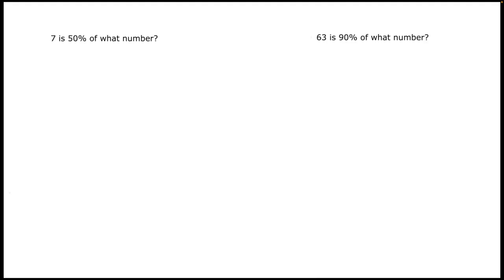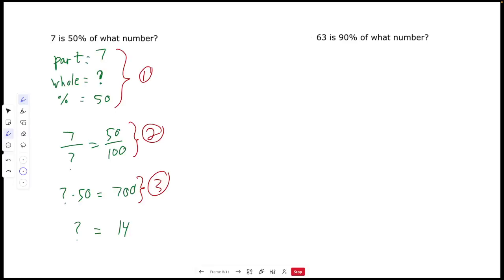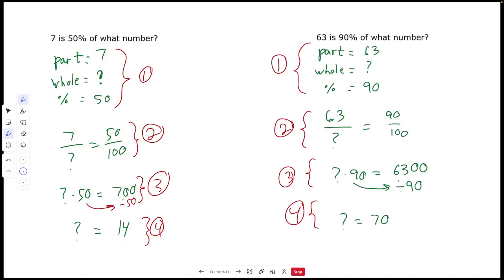Okay, now that you've had a chance to look at these problems, let's check your solutions. For this first question, here's how you should have set it up. Here's the steps, 1, 2, 3. And the last step, step number 4, should have divided by 50. Should have gotten 14 as your final answer. Okay, for the second problem, here's the work. And you should have gotten 70 for your final answer.